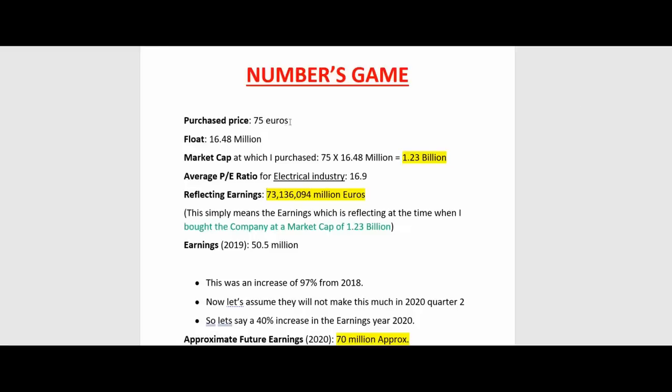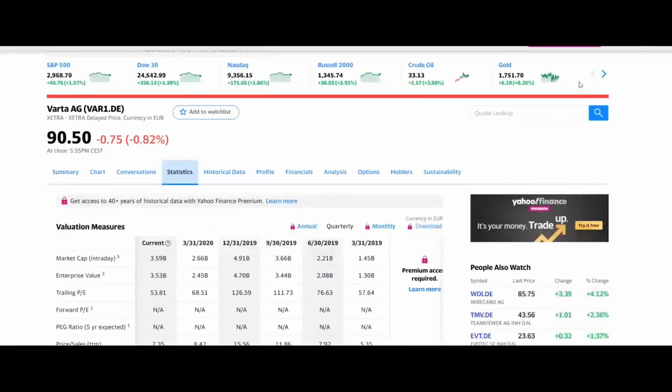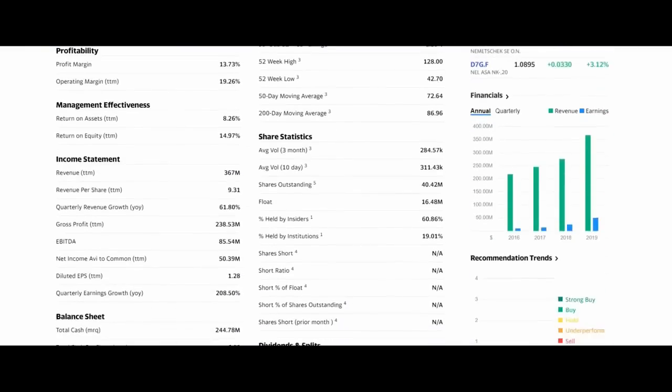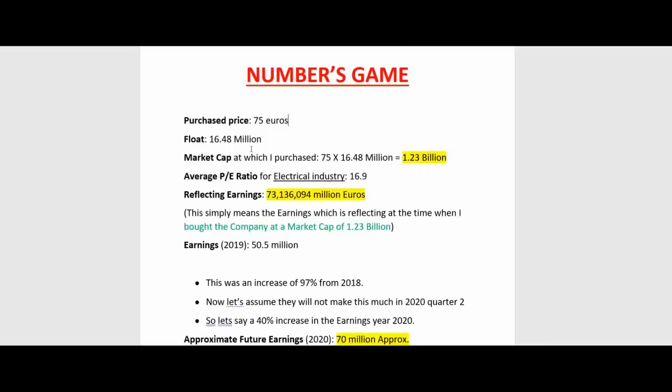So I purchased, like I said before, this company last Friday, and it was sitting at 75 euros at that time, and the float value was 16.48 million. Now what float value actually is, it is just the outstanding shares in the market. Float value you can easily see from statistics. Go to statistics and just scroll down and you will see it right here. This is the float value, which is 16.48 million, and that's where I took this value from. So we can calculate the market cap at which I actually purchased this share, which is simply the purchase price multiplied by the float value, and this gives me a market cap of 1.23 billion euros.